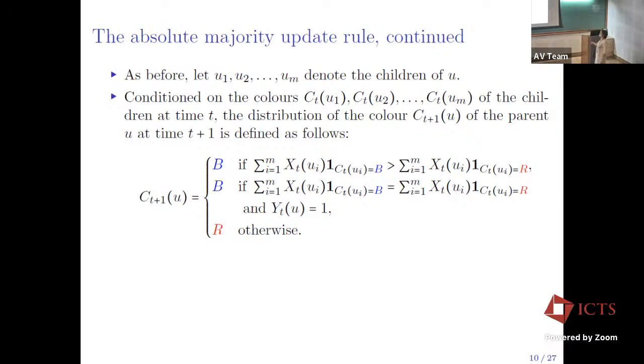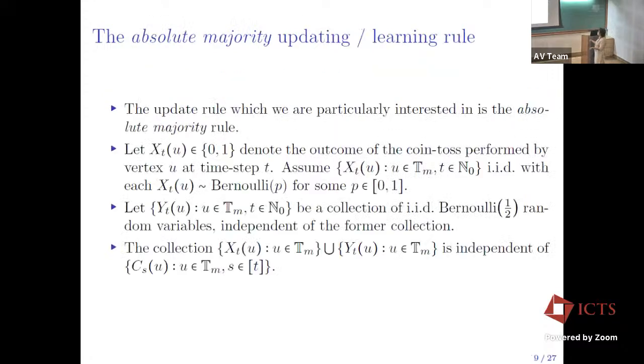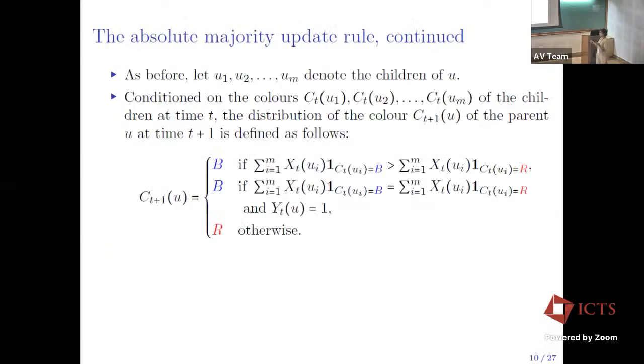It will still be blue if these two are equal, but then you have a tie-breaking random variable. Y sub t of U is another coin, but this is a fair coin. The X sub t of ui were all Bernoulli p, but the Y sub t of U are Bernoulli half. These are basically tie-breaking coins: if these two numbers are the same, then U performs a fair coin toss just to decide with probability half whether it's going to be blue or red. And otherwise it's red. What does otherwise mean? It simply means the number of blue successes is strictly less than the number of red successes.